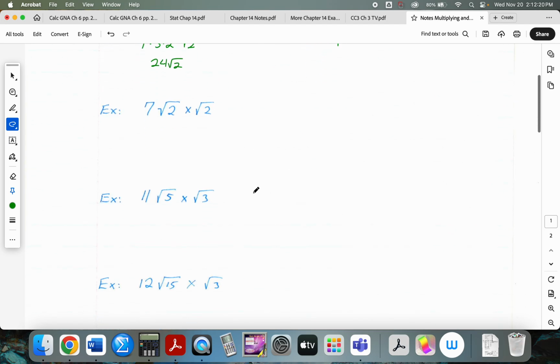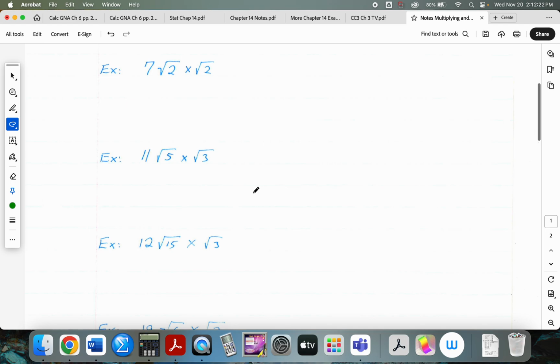Now, sometimes we'll have problems where we'll need to do something like this: 7 square roots of 2 times the square root of 2. What we're going to do is group these two together. What's the square root of 2 times the square root of 2? 2. So this is 14.